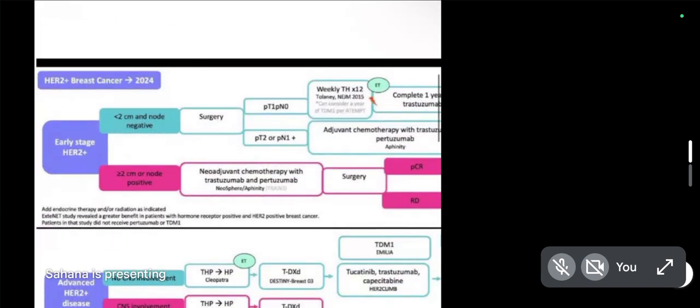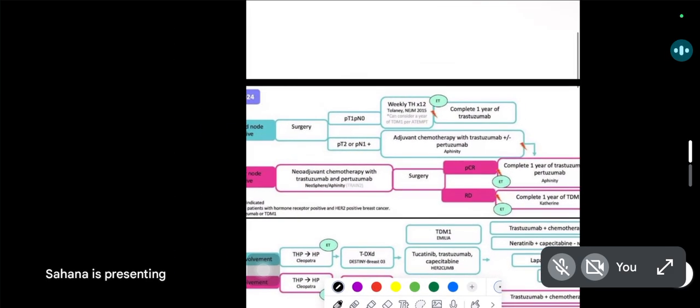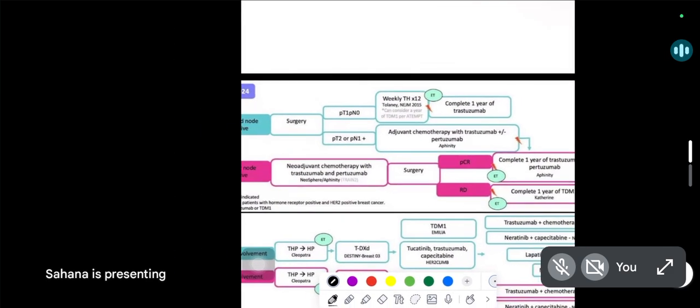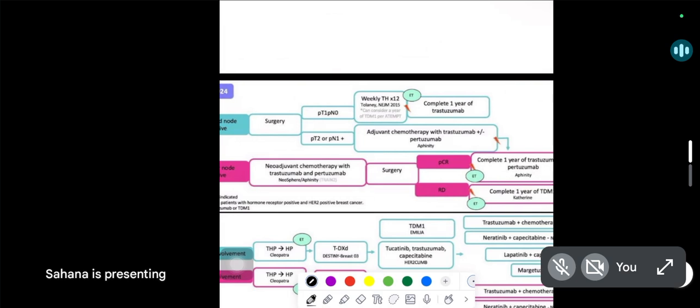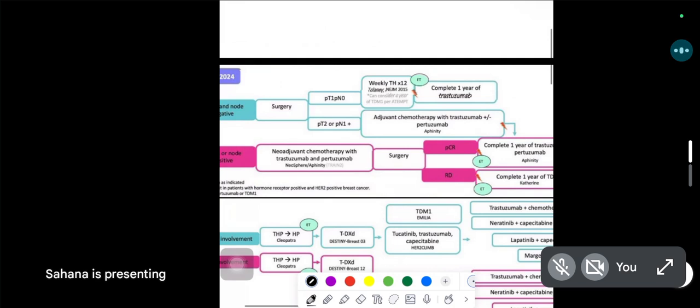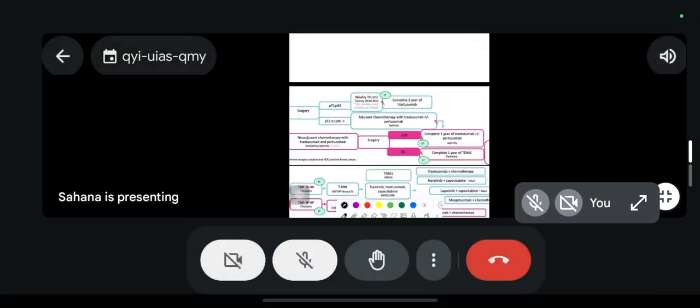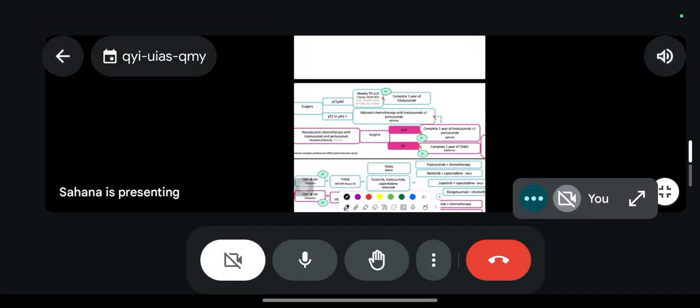Then for HER2, same as TNBC, if it is less than 2 centimeter, node negative, upfront surgery, depending on whether it is complete response or residual disease. If it is pT1N0, then you will continue the targeted therapy for 12 cycles and complete 1 year of trastuzumab. TCH with docetaxel. Huh? What is T? That is docetaxel only in TCH? Yeah, docetaxel and Herceptin. Okay.